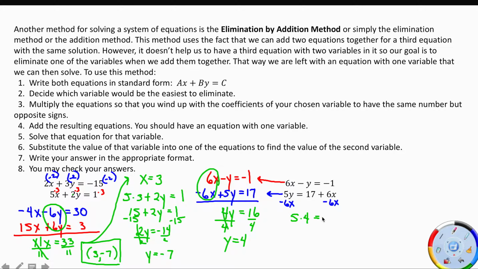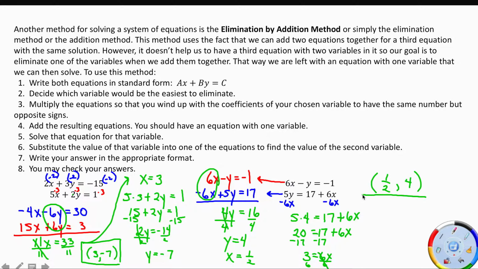5 times 4 equals 17 plus 6x. 20 equals 17 plus 6x. Just solving a basic linear equation now. 3 is 6x. So x is 1/2. So remember, it's an ordered pair, so pay attention to the order you put your solution in. 1/2, 4 is my ordered pair, my coordinate. X is 1/2, y is 4.